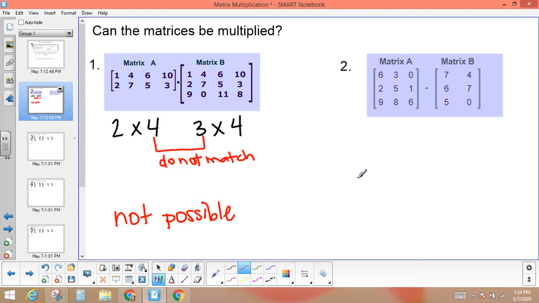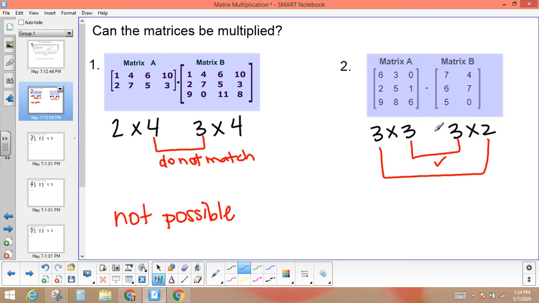Okay, so for the next example, if we are looking at the dimensions here, we have a 3-row, 3-column, so a 3 by 3. Here we have a 3-row, 2-column, so a 3 by 2. All right, so first thought, do these match? Are the columns the same as the rows here? The answer to that is yes, they match. So we now look at these outside numbers, the rows of the first and the columns of the last, to know that my answer would be a 3 by 2. So I haven't actually multiplied anything. We're just looking, can they be multiplied?